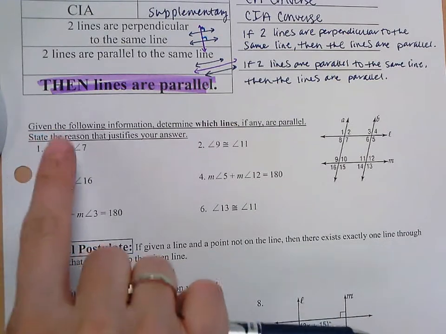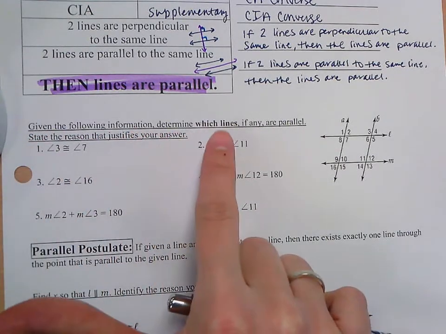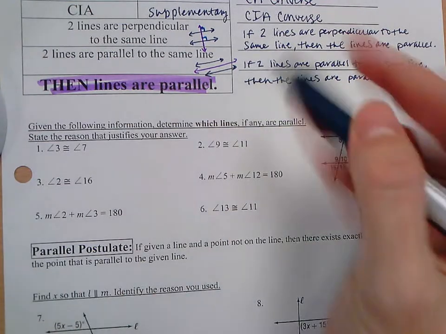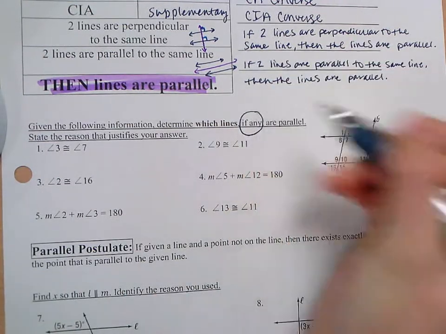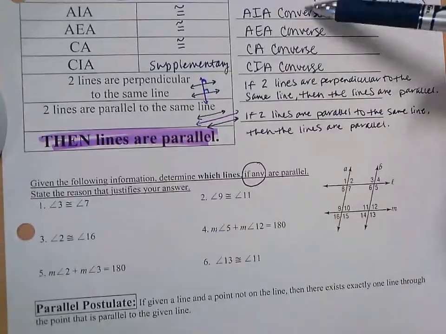So if we look at the first set of examples, it says, given the following information, determine which lines, if any, are parallel. So it could be that there are no lines that are parallel. So determine which lines, if any, are parallel, and then state the reason that justifies your answer. The reason would be one of these.